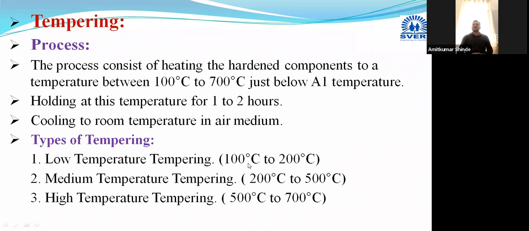Now, the tempering process is conducted here. This tempering process again consists of three stages, like the general heat treatment cycle. The first is the heating cycle, then holding time or soaking time, and then cooling. Now, generally, what will be the temperature zone or heating zone for conducting this tempering heat treatment process? Generally, we are heating the component.